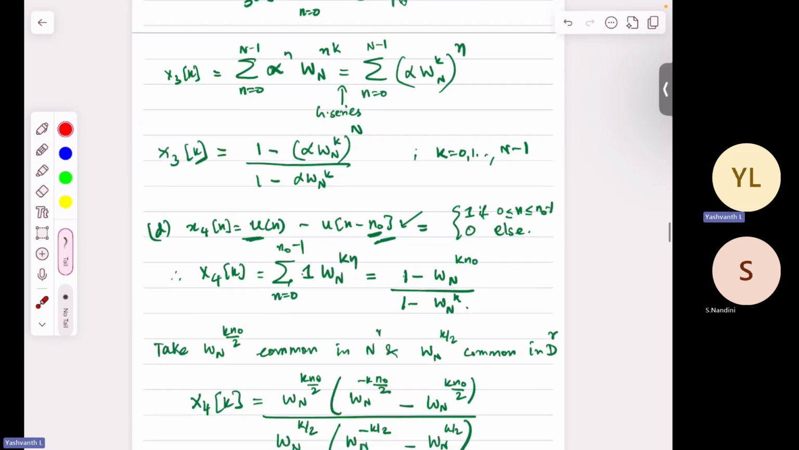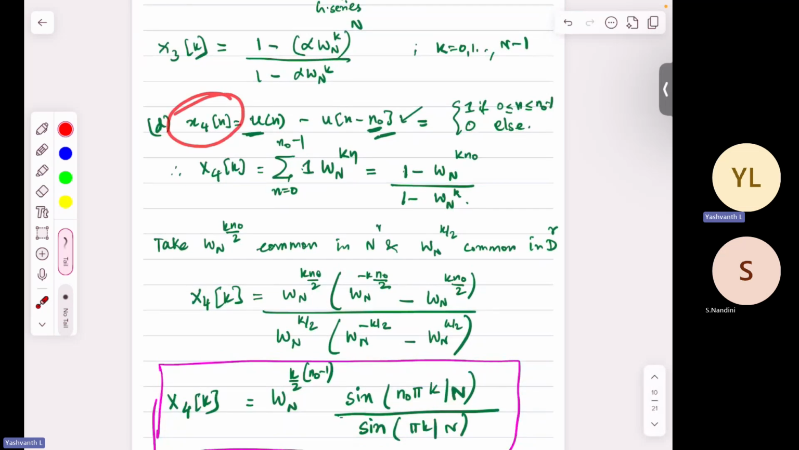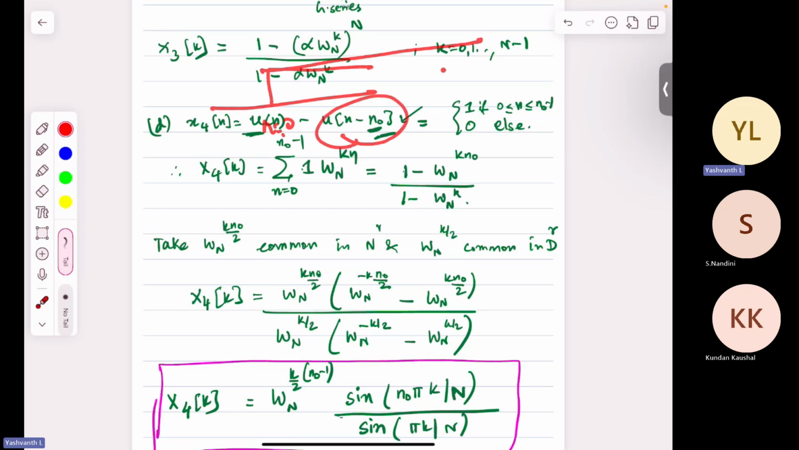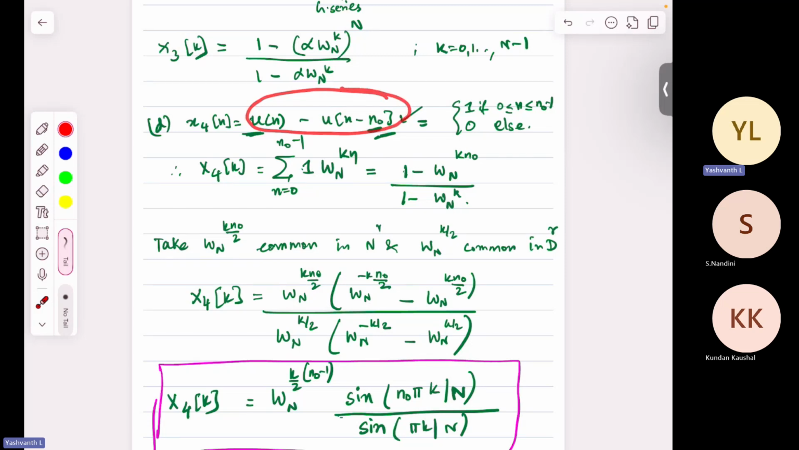All right. The last question is x4 of n, which is equal to u of n minus u of n minus n naught, where n naught is some integer. That means u of n is a unit step function. From n equal to 0, it will be 1. And u of n minus n naught is again a unit step function, but starting at n naught only. Therefore, if you subtract both the functions, you will get 1 when n ranges from 0 to n naught minus 1. So this difference is the signal that is 1 if n lies between 0 and n naught minus 1, else it takes the value 0. Fine, that's basically your x4 of n.